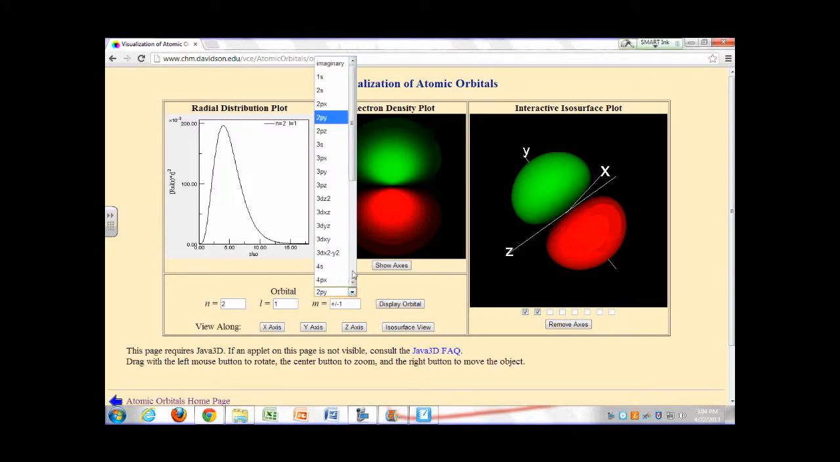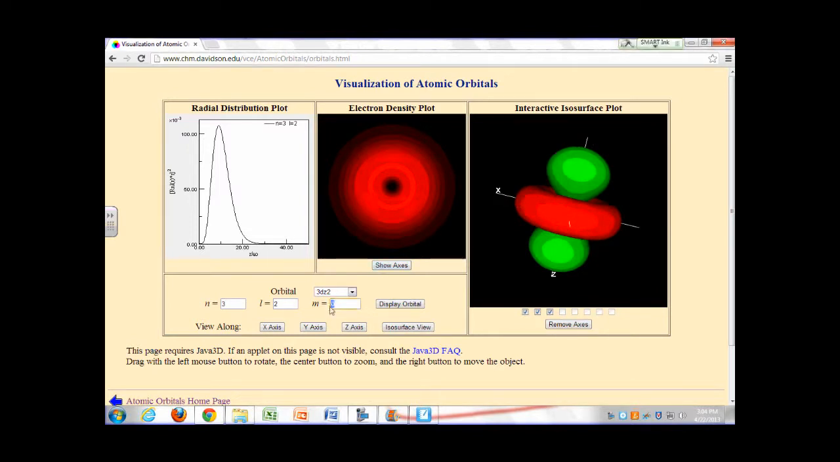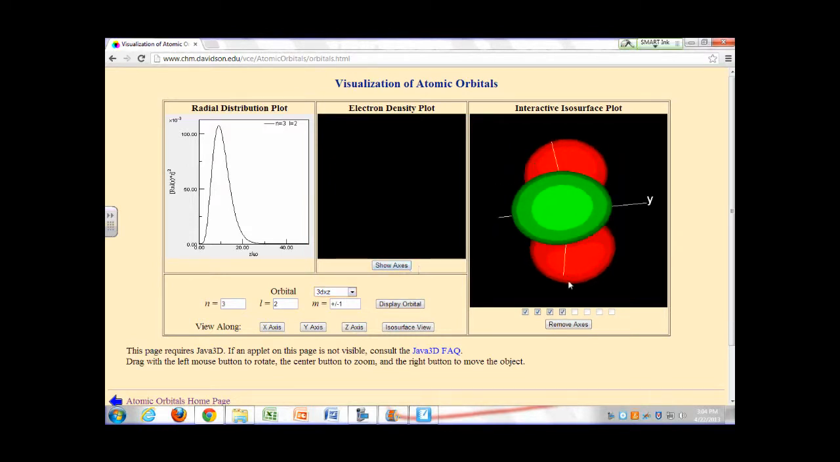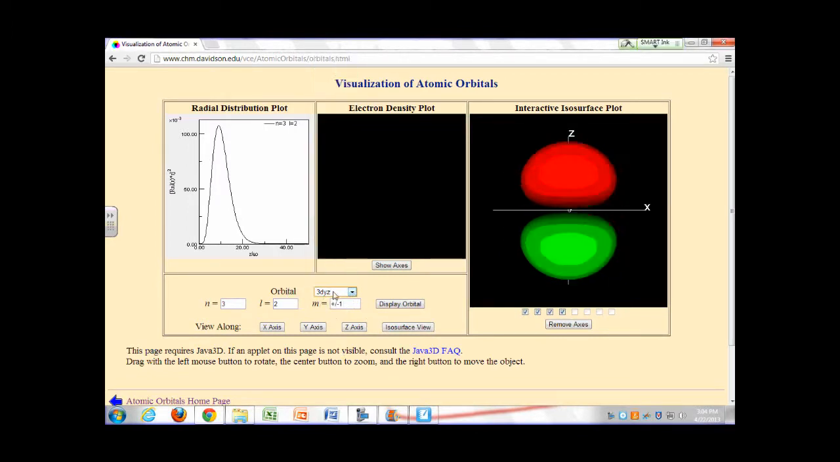Now if you're dealing with d orbitals, okay, dz squared, you'll see here, has m equals 0, whereas if you have dxz, okay, you can see that that's a combination of 3d plus 1 and 3d negative 1. So 3dxz right here is a combination of orbitals with m equals plus 1 and m equals negative 1. And if you do 3dyz, that's the other combination.